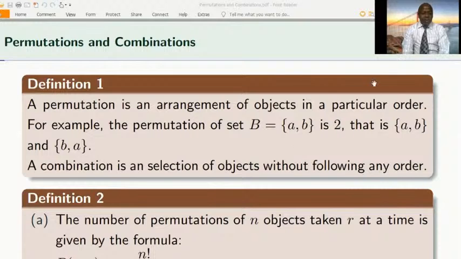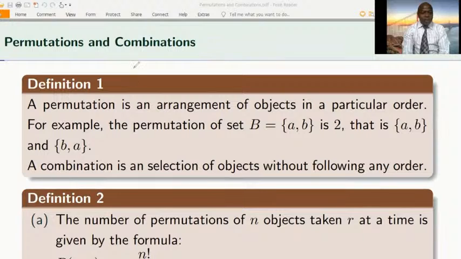And I've given the definition here. I've said that a permutation is just an arrangement of objects in a particular order. So if you're given some objects and you are told to arrange them following a certain order, then that is a permutation. But in combination, we'll be looking at how to arrange those objects or select the objects without necessarily following any order.